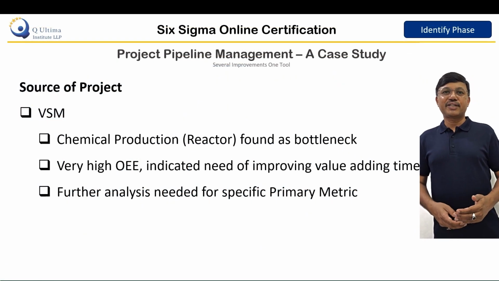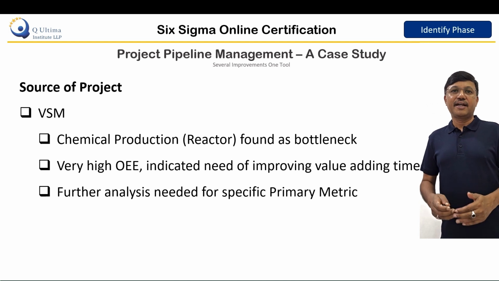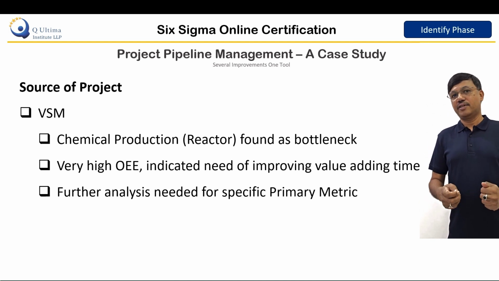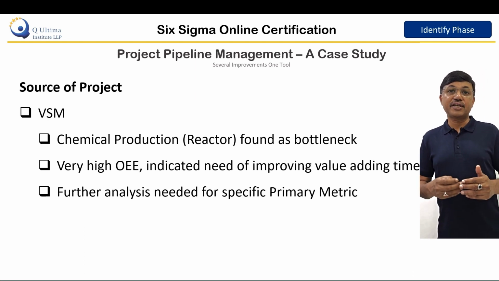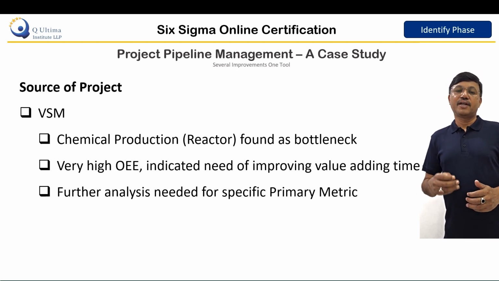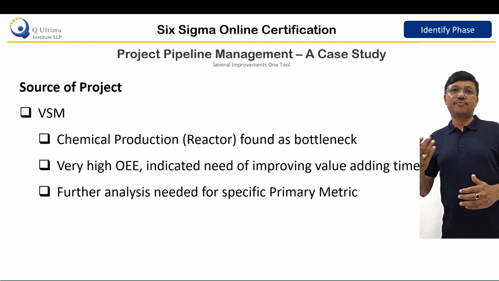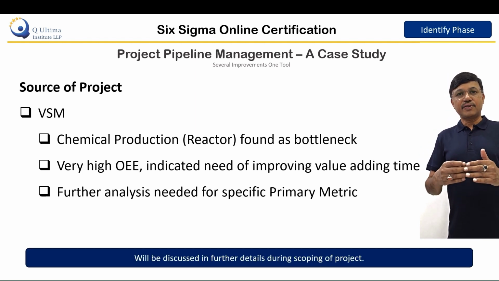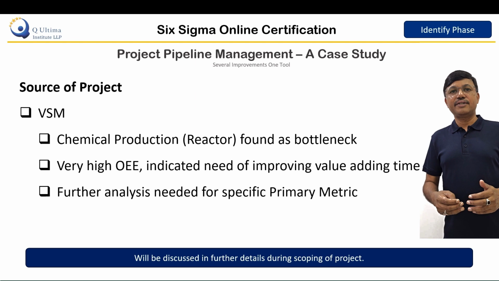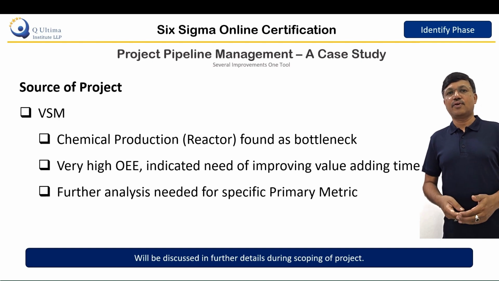So, as the source of project, the value stream map clarified that the problem was at the reactor, and the production of the reactor had to be improved. We also understood from the data that OE was very high and further improvement in OE was not possible, and therefore we have to improve the yield of the reactor, or we can say the value adding time of the reactor. For further scoping down and to identify the specific primary metric, we will go to the define phase and understand it later in the scoping down of the project.